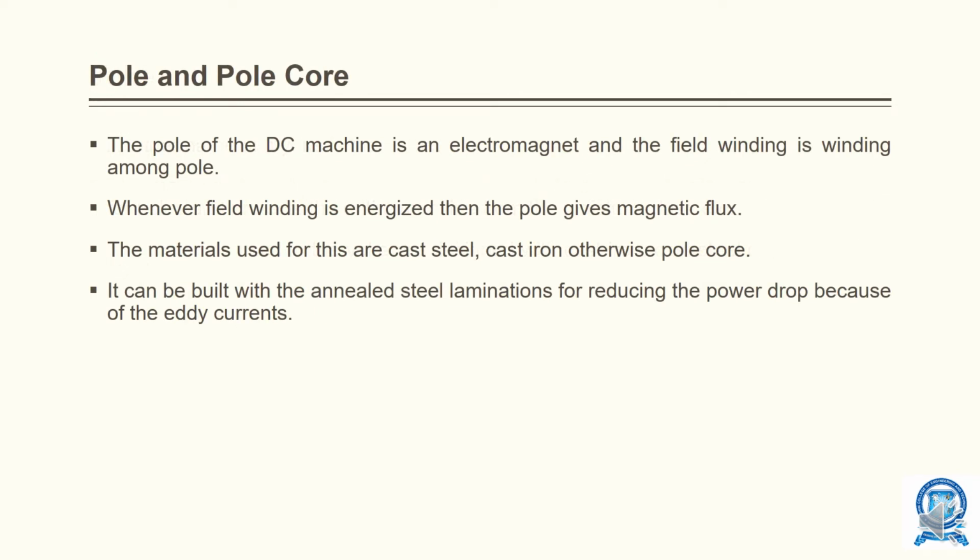Pole and pole core. The pole of a DC machine is an electromagnet and the field winding is the winding around the pole. Whenever the field winding is energized, the pole gives the magnetic flux. The materials used are cast steel, cast iron. The pole core can be built with annealed steel laminations for reducing the power loss because of eddy currents.